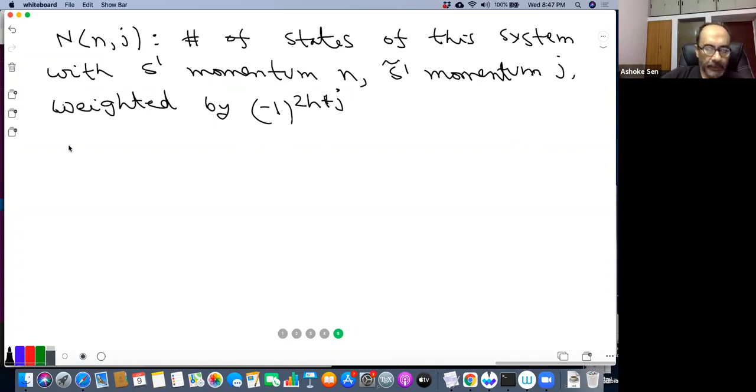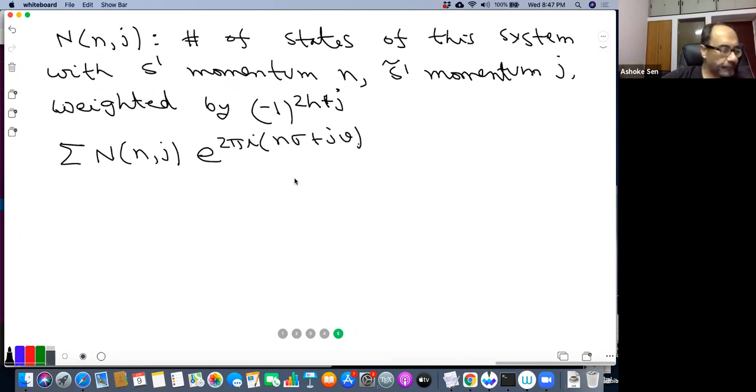Okay. So this quantity, okay, if you consider e to the power 2 pi i (n sigma plus j v). Okay. This in fact is a well-known quantity. This is what is called the elliptic genus of K3.